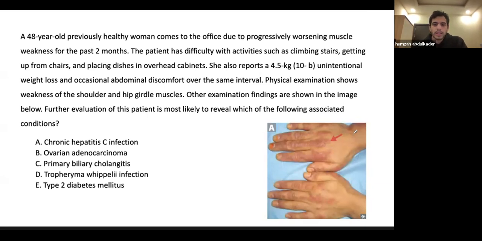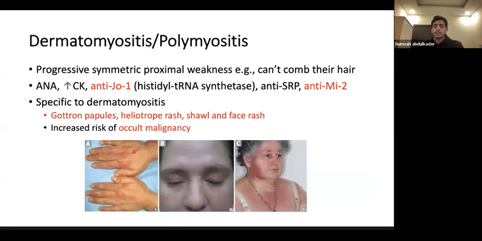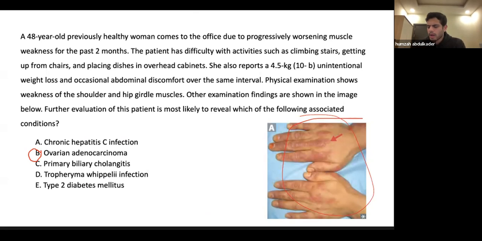So someone mentioned in the chat that this is the Gottron. These are called Gottron's papules, however you want to pronounce it, right? And it is characteristic of dermatomyositis. So the answer here would be ovarian adenocarcinoma. Now, it is important that you know that it's not just GI malignancy. It's associated with occult malignancies, and GI malignancy is one of them. I'm trying to remember. I think it's ovarian malignancies, colorectal malignancies, and lung malignancies. Those are the 3 main ones. I think it's also associated with non-Hodgkin lymphoma, but I'm not 100% sure about that.